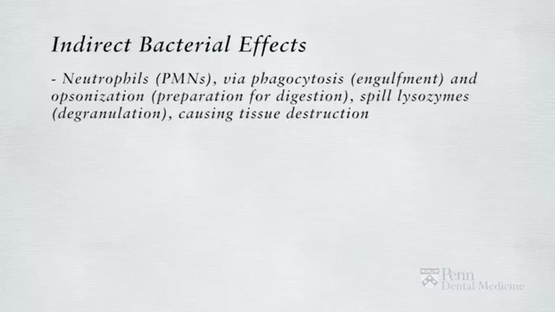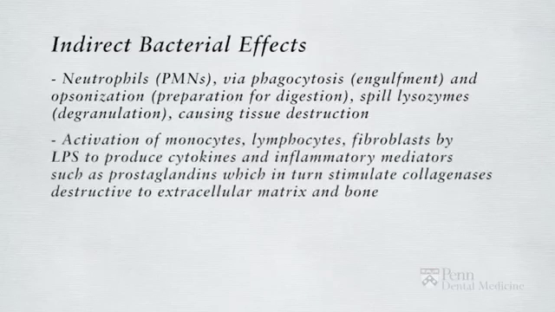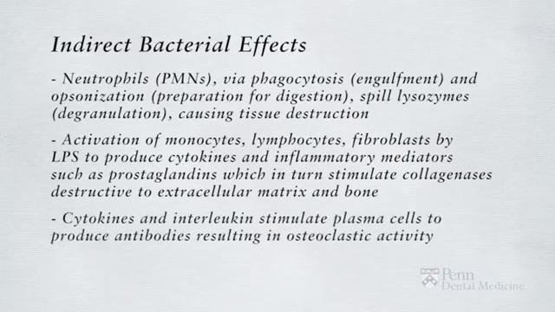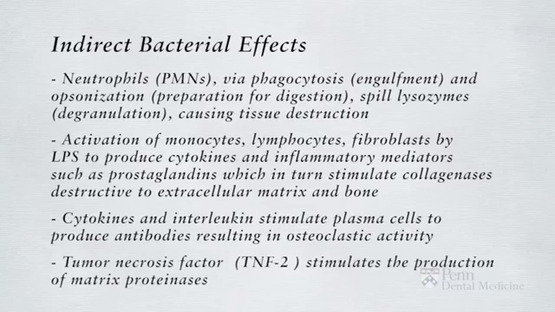The polymorphonuclear leukocytes via phagocytosis and opsonization spill lysosomal enzymes by degranulation, causing tissue destruction. Activation of monocytes, lymphocytes, fibroblasts by lipopolysaccharides to produce cytokines and inflammatory mediators such as prostaglandins, which in turn stimulate collagenases, destructive to extracellular matrix and bone. Cytokines and interleukins stimulate plasma cells to produce antibodies, resulting in osteoclastic activity. Tumor necrosis factor stimulates the production of matrix proteinases.